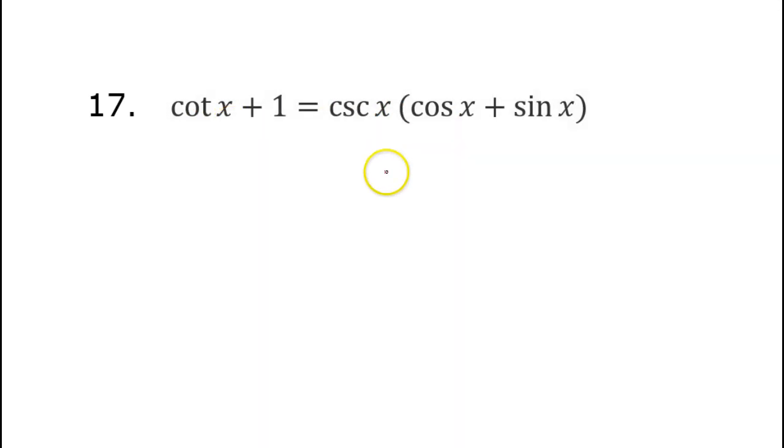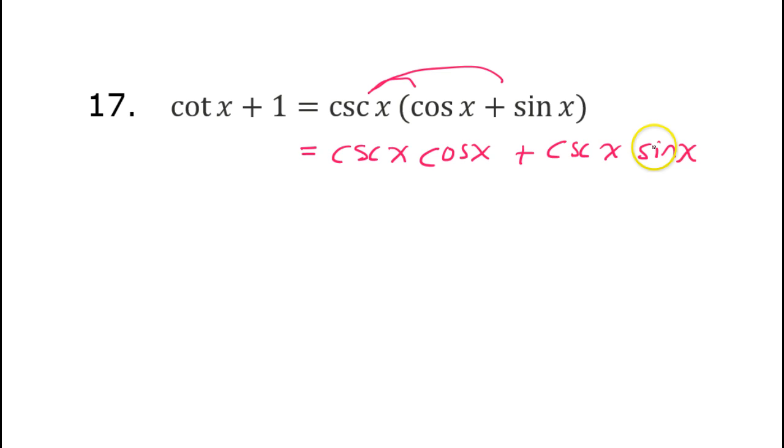Looking at this one, I think I will do the right hand side. It looks a little bit more complicated, so hopefully I can simplify that down and it will come to look like the left hand side. So I'm doing the right hand side. I'm going to start by doing the distributive property here. So that would give me cosecant x times cosine x plus cosecant x times sine x.